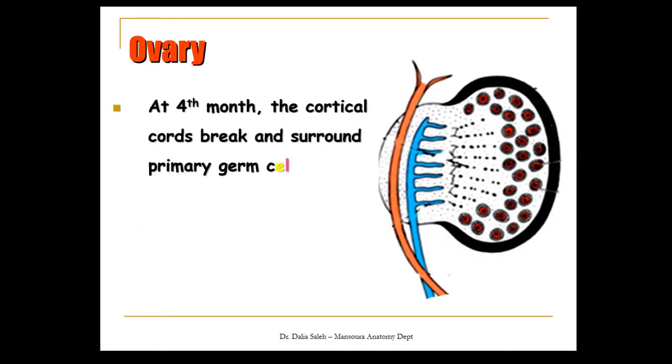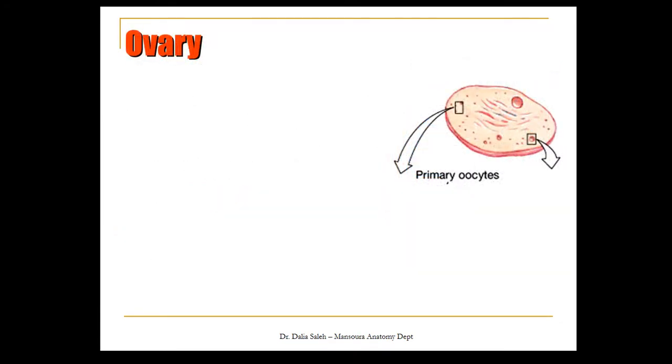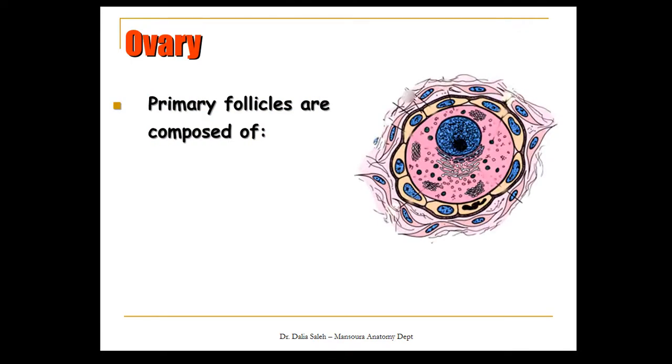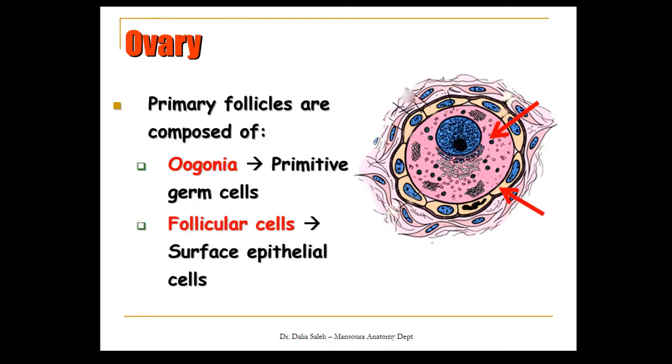At the 4th month of development, the cortical cords break and surround the primary germ cells to form the primary follicles. They remain close to the surface. So if we look at the histology of the ovary, we will find that the primary follicles are composed of the following: the oogonia, which is derived from the primitive germ cells, and this oogonia is surrounded by a layer of follicular cells, which is derived from the surface epithelial cells.